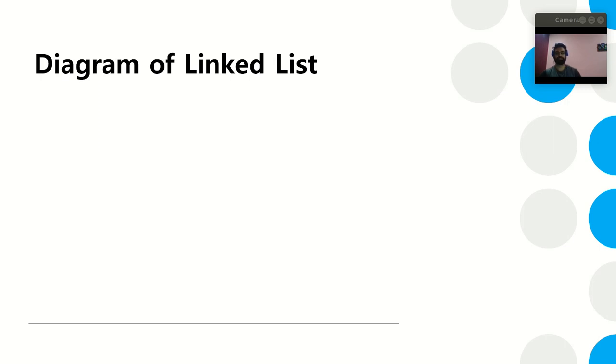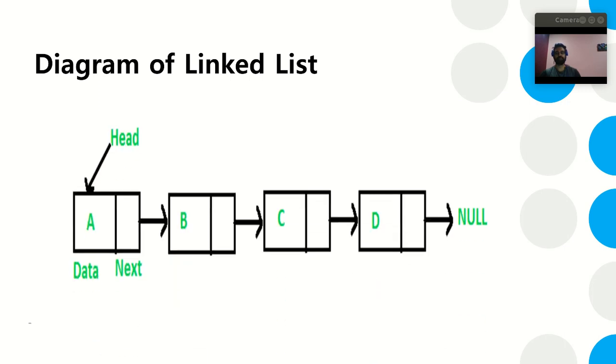Let's understand this linked list with a diagram. Here you can see in this diagram that these are nodes. This is the first node A, this is B, this is C, and this is D. Here we have four nodes, and every node contains a data field and a next field, or reference field. The next field contains the address of the next node, and the data field contains the value of this node.